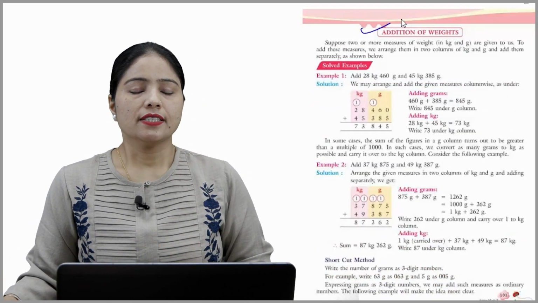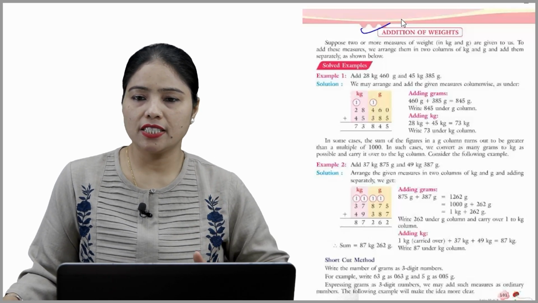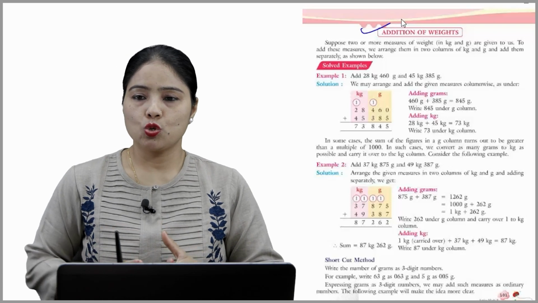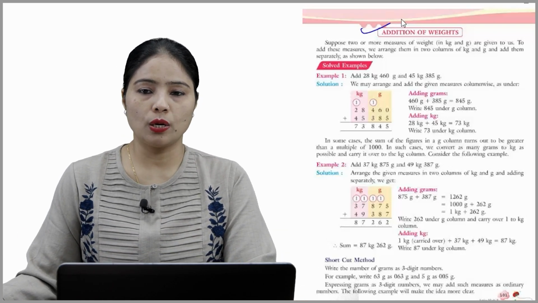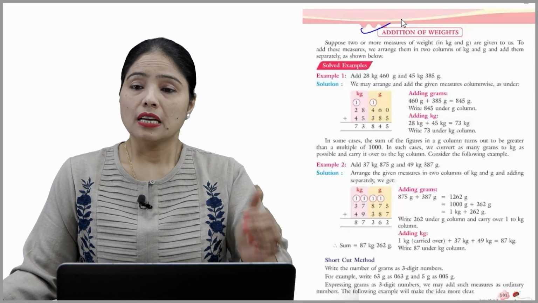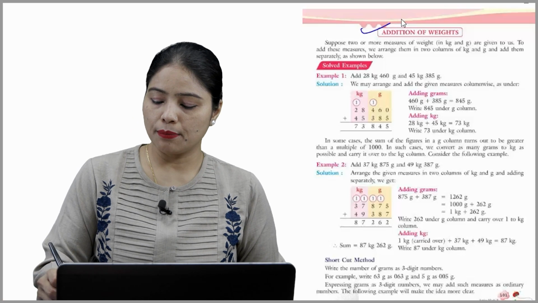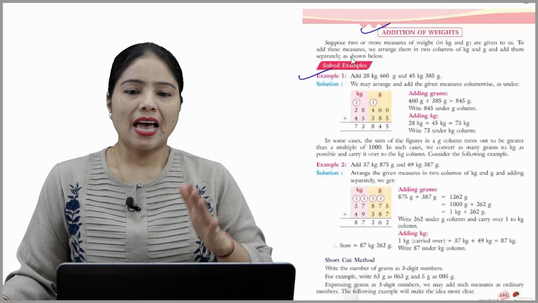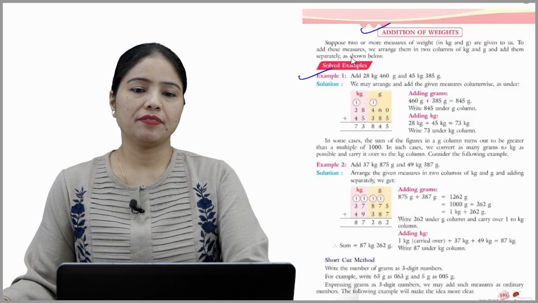Addition of weights. Suppose 2 or more measures of weight, means in kgs and grams, are given to us. To add these measures, we arrange them in 2 columns of kgs and grams and add them separately as shown below. Solve example. Example number 1. Add 28 kgs 460 gram and 45 kg 385 gram.